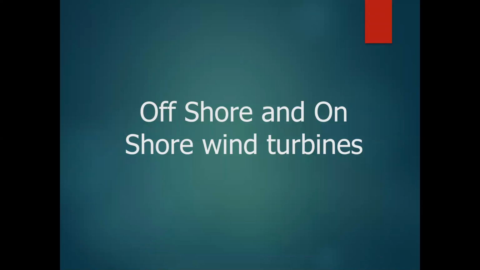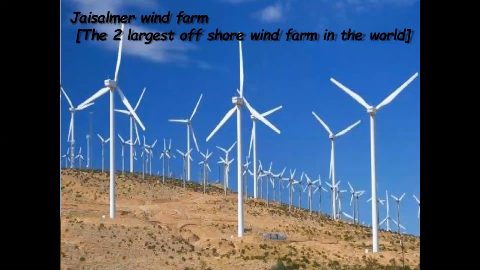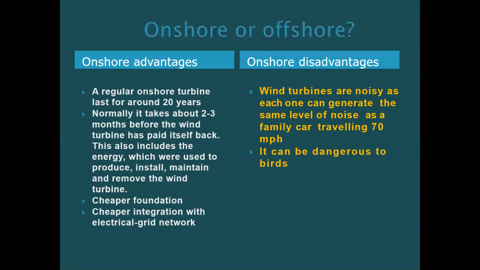So I'll be talking about offshore and onshore wind turbines. Basically, Jaisalmer wind farm is the second largest offshore wind farm in the world. And I'll also be speaking about the onshore and offshore advantages and disadvantages. Onshore is when the wind turbine is basically on land and not on water. From the advantages, it can last for 20 years.